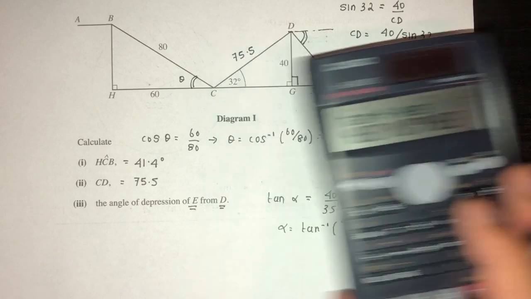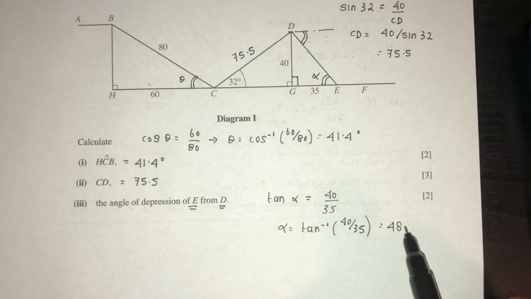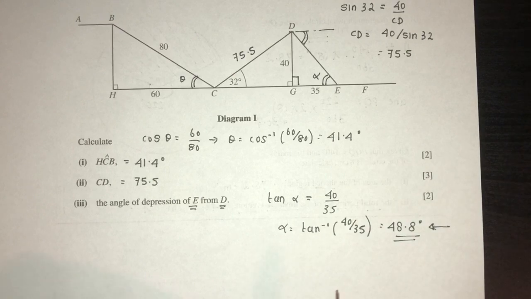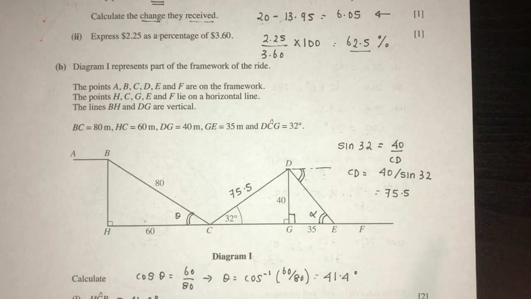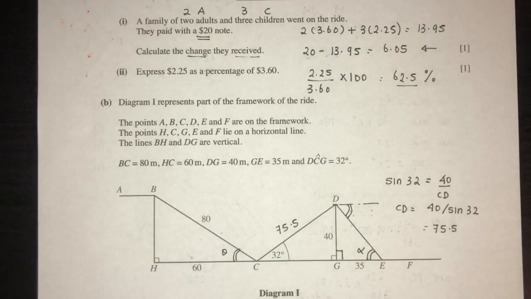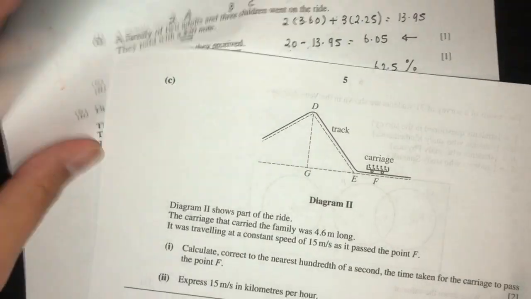That will be 48.8. This will be your value for alpha, which is the angle of depression as well. So that will be your question number 4. Let's move on to the next question. I think this is part B. We also have part C. So let's move on to part C now.